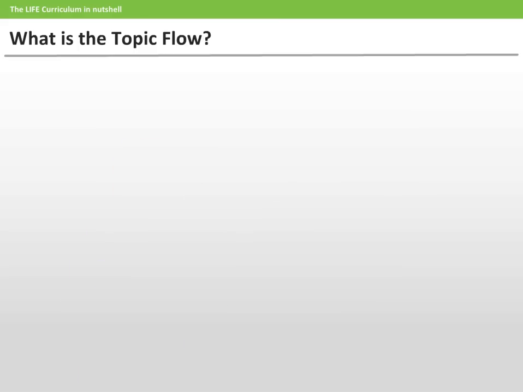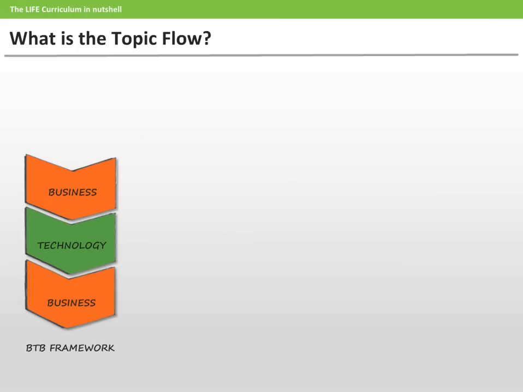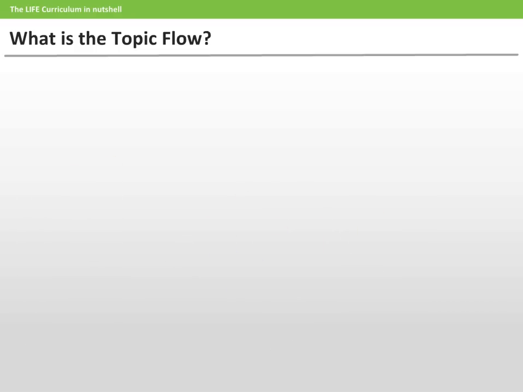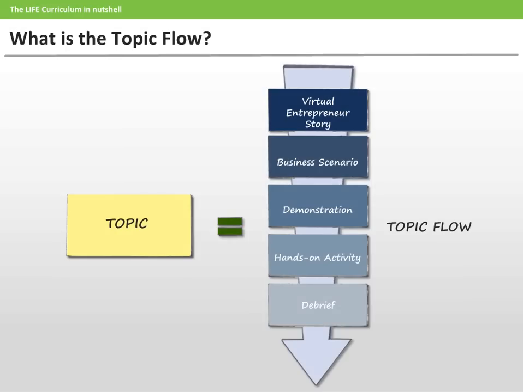Well, when translated into practice, the business technology business framework and the experiential learning cycle give rise to, you guessed right, the topic flow. The topic flow is the sequence of components behind each topic in the live curriculum. As you can see, the topic flow consists of five distinct components. The topic flow is the same for all the topics in the live curriculum. And because it is the same, it means that once you know the methodology for teaching one topic, you will know the methodology for teaching all curriculum topics. The topic flow and the components that make up the topic flow are the core of the life curriculum methodology.